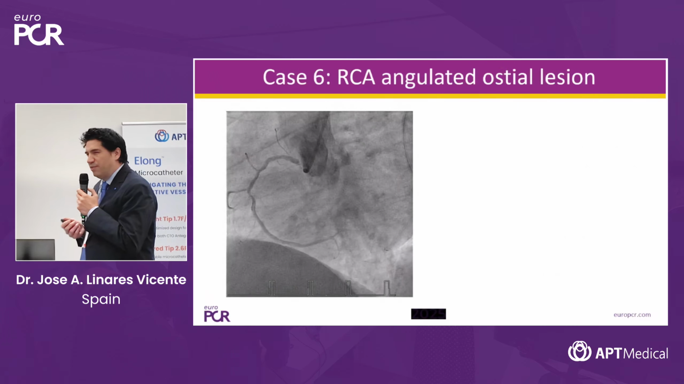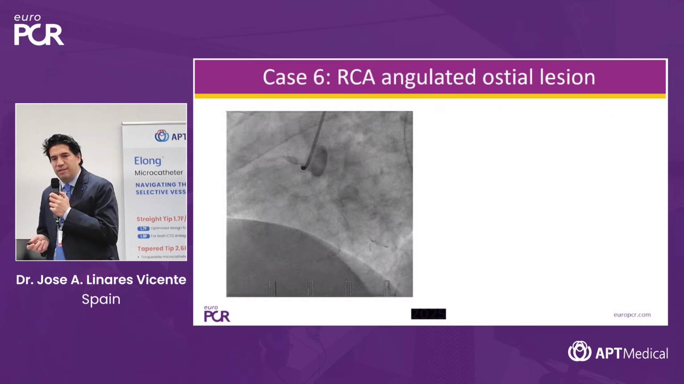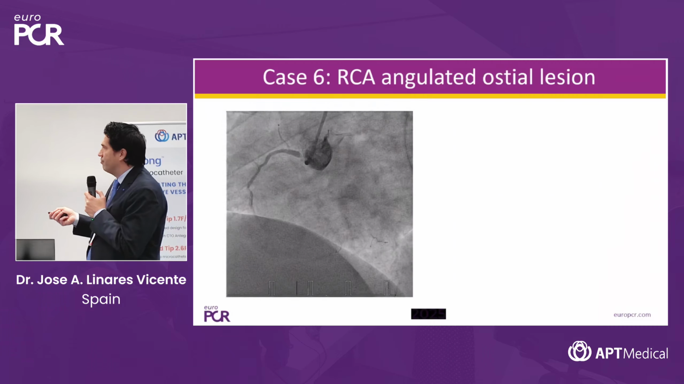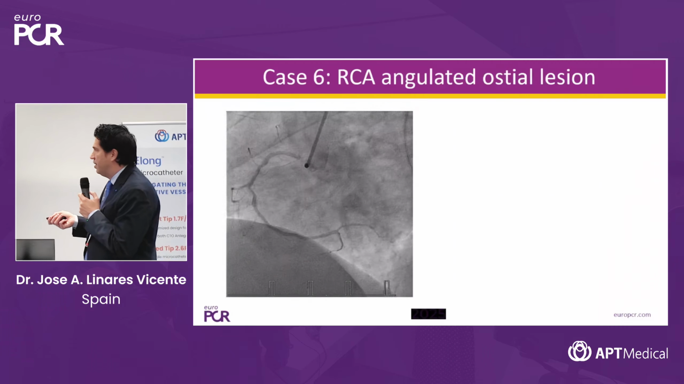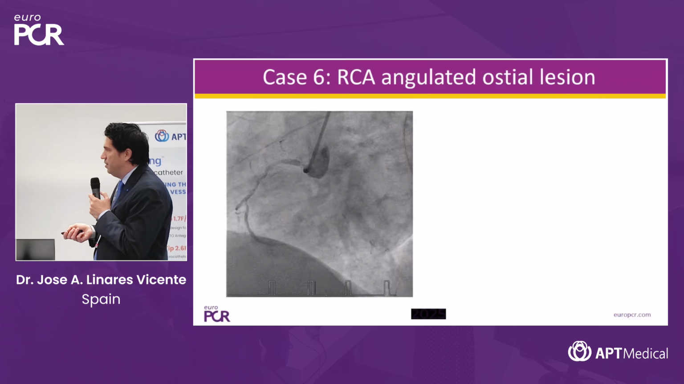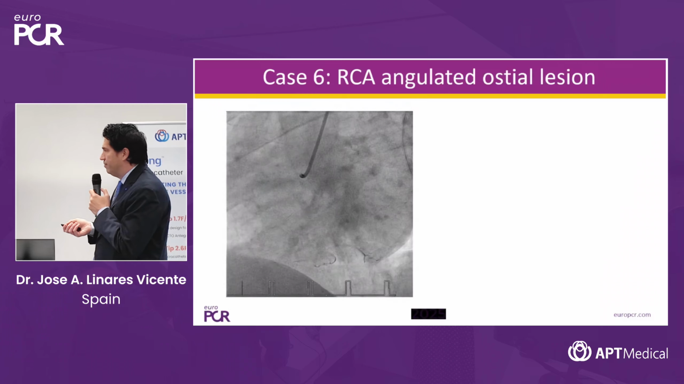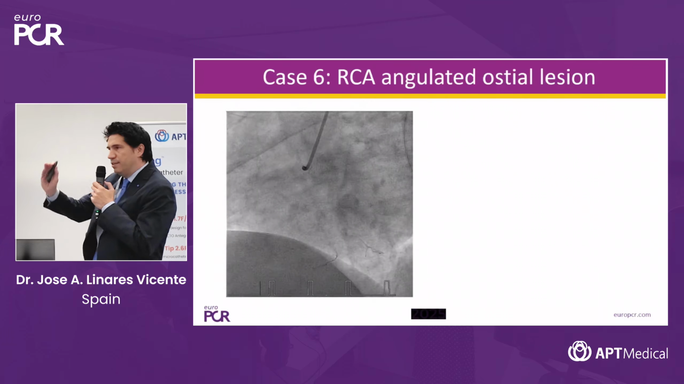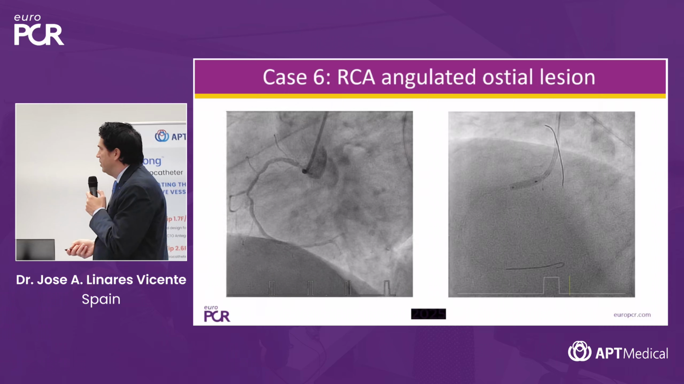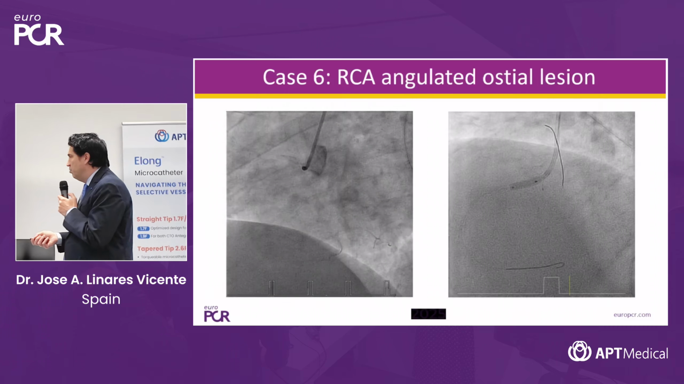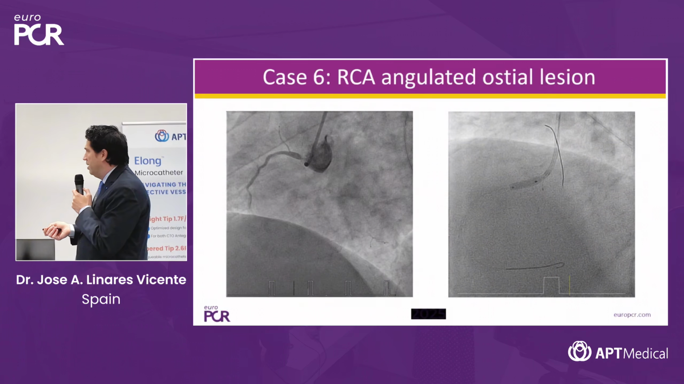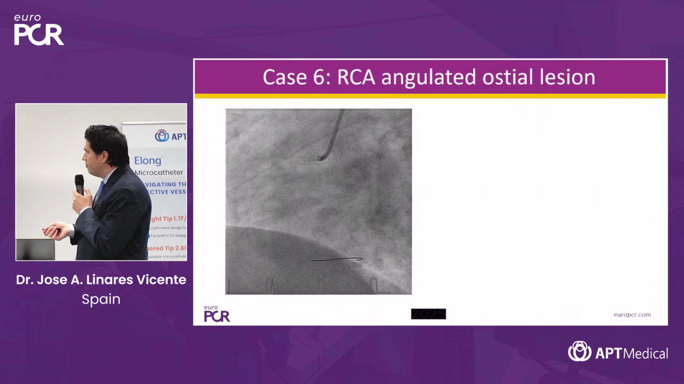This is a very illustrative case of how to avoid a stent mechanical complication. It was a right coronary artery angulated ostial lesion. You can see the bad coaxiality between the catheter and the direction of the lesion. We could implant the stent in a regular way.